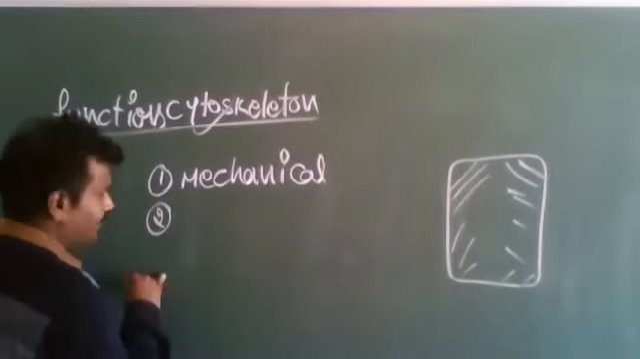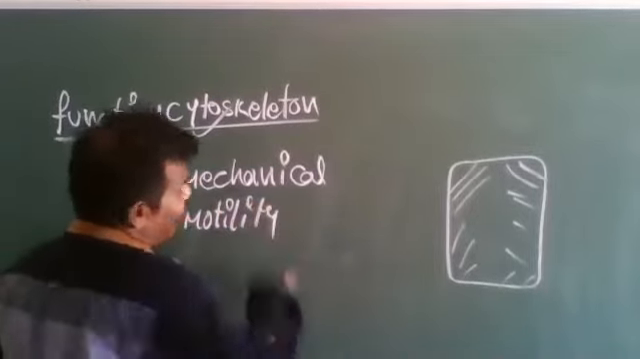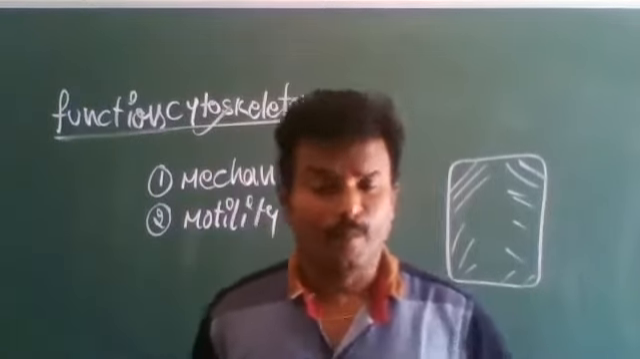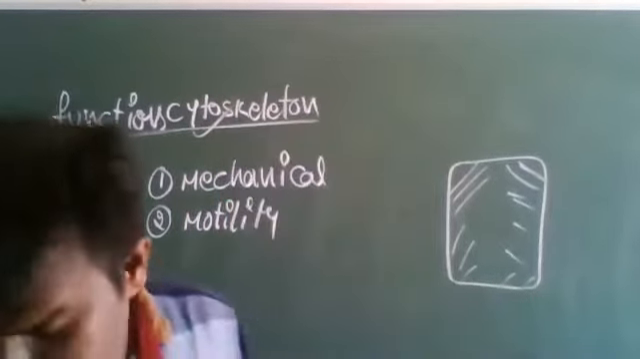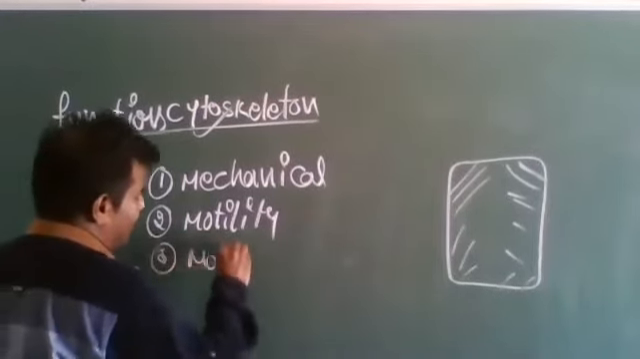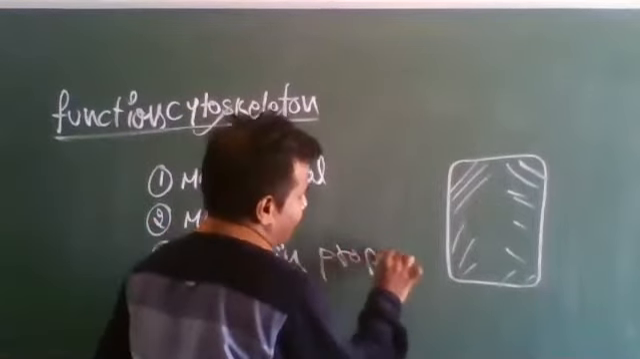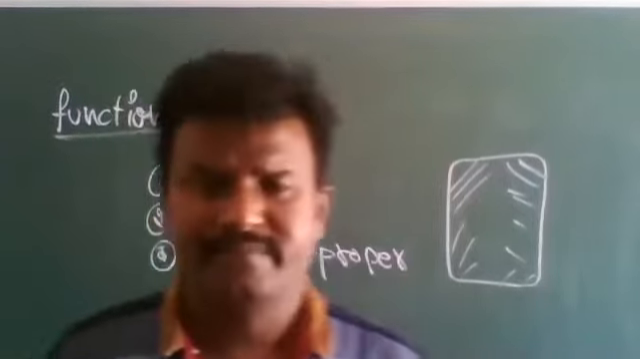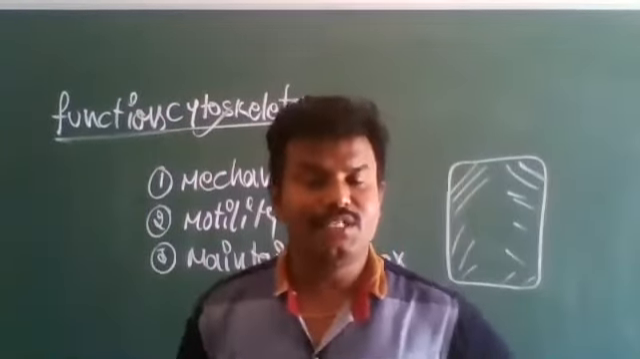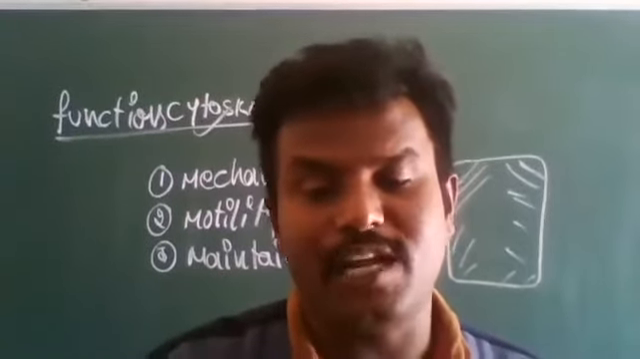Second one is motility. Motility means movement of the cell. Third one is to maintain the proper shape of the cell. These three functions are carried out by the cytoskeleton in eukaryotes. This is the explanation about the cytoskeleton.